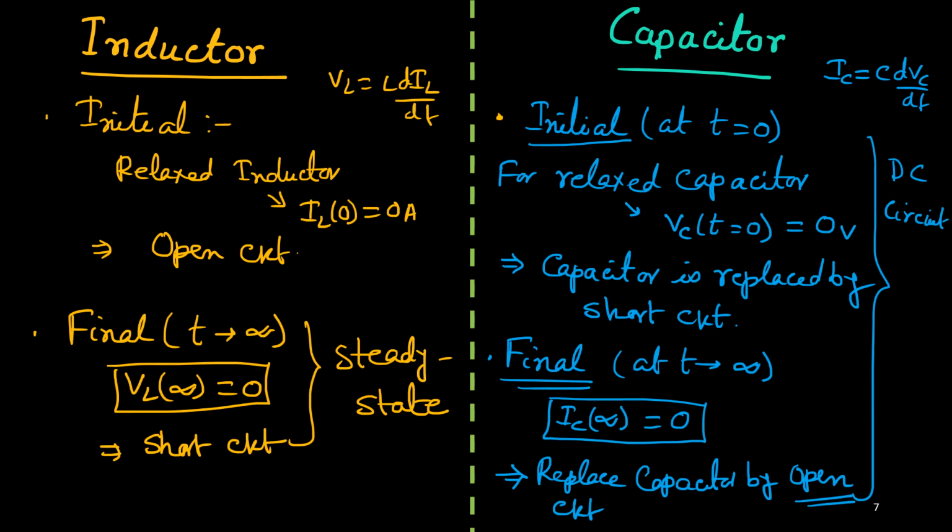But for the inductor, initially the current is 0, thus it is behaving as an open circuit initially, but finally the voltage across the inductor is becoming 0, thus it will behave as a short circuit under steady state. Okay, now let us move.